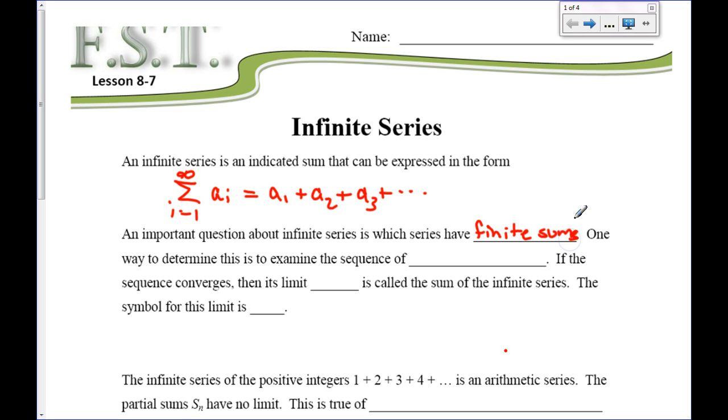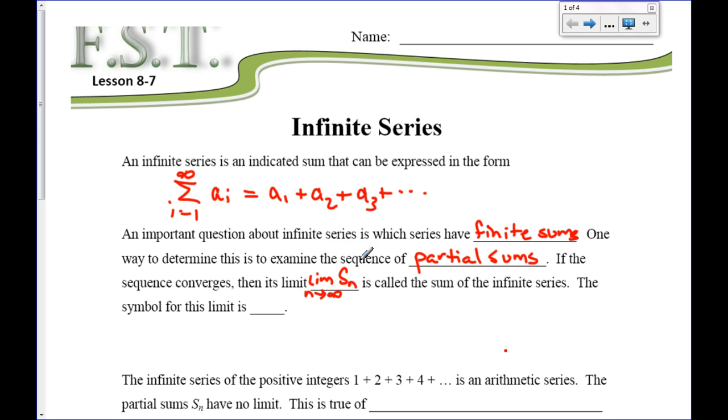Oops, it should be an S. One way to determine that is to examine the sequence of partial sums. If the sequence converges, then its limit, and you're going to write it like this: lim of n arrow infinity, limit over n to infinity, and then it's a big S and a little n here.